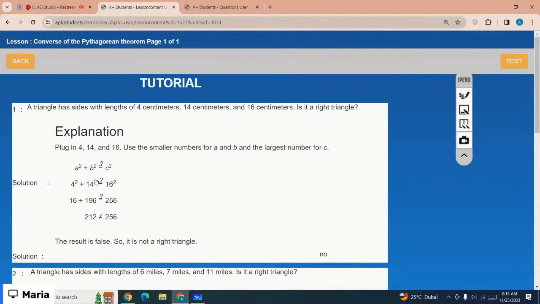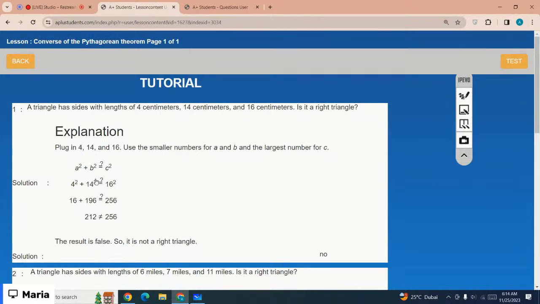So let's assume the longest side is the hypotenuse, right? The largest is the c. Just put the values in the Pythagorean theorem. a square plus b square equals c square. So c is 16, right? 4 square plus 14 square equals 16 square.